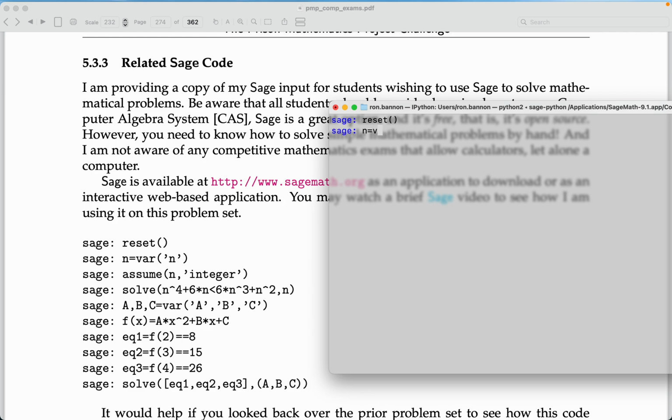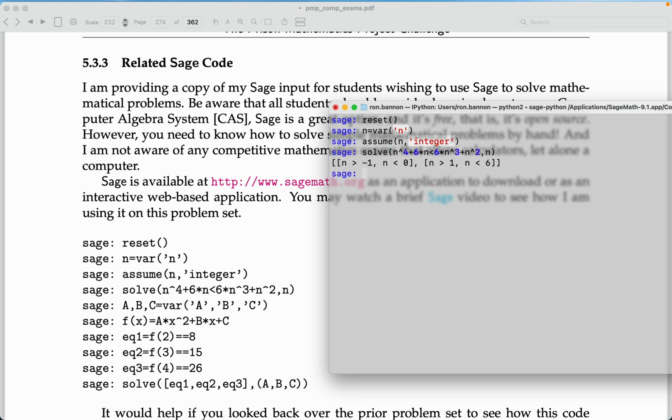We're defining n as a variable, and it's important you define your variables before you use them. Assume. I'm going to assume that n is an integer. And then I'm going to solve, SOLVE. And it looks like I'm going to solve n to the 4th power plus 6 star n less than, let's see, 6 star n cubed plus n squared. And we want to solve that for n, see what happens.